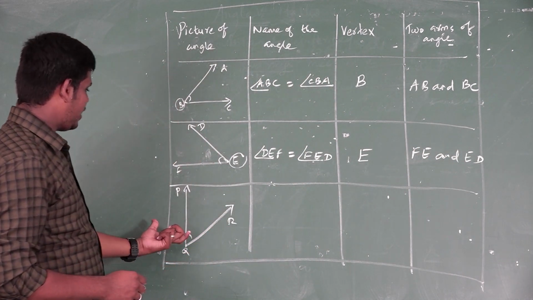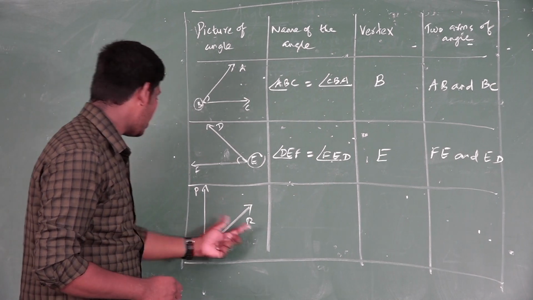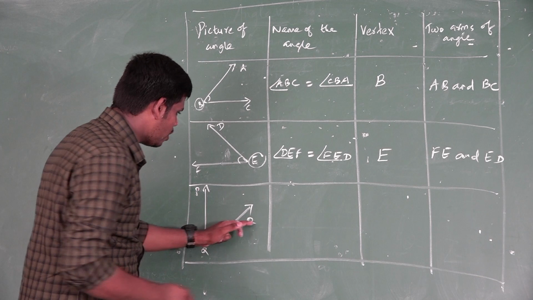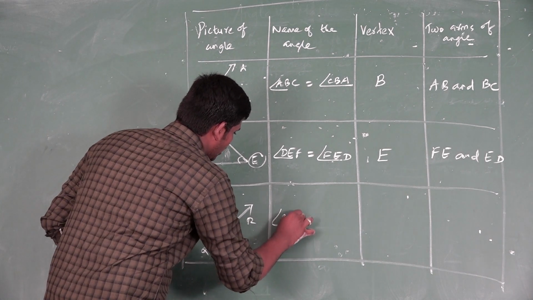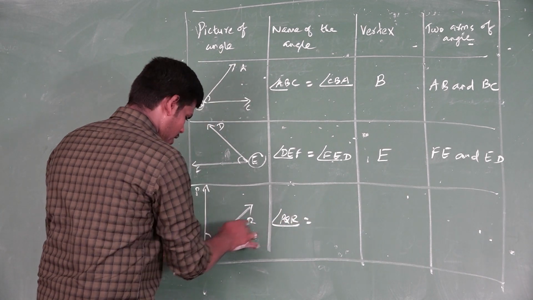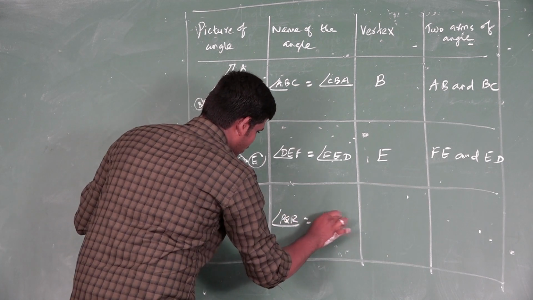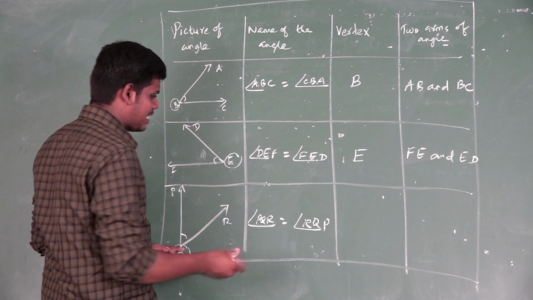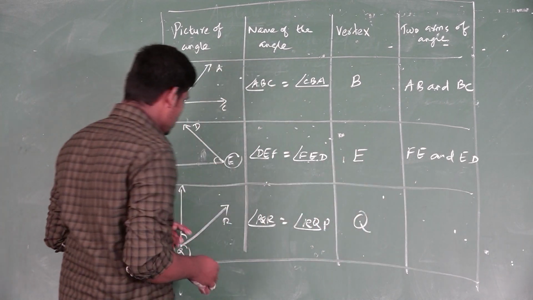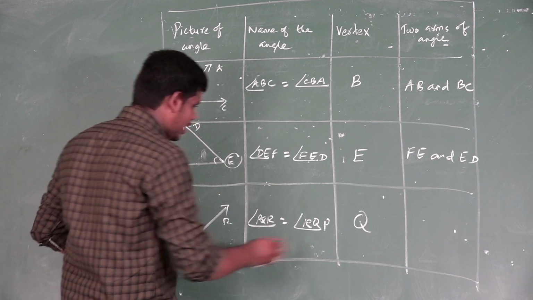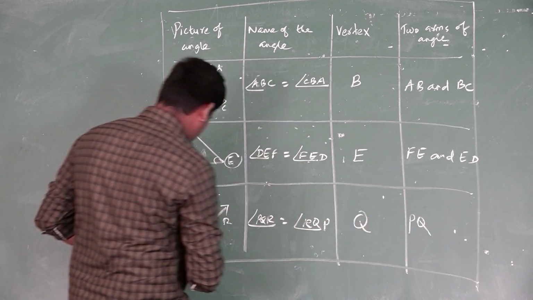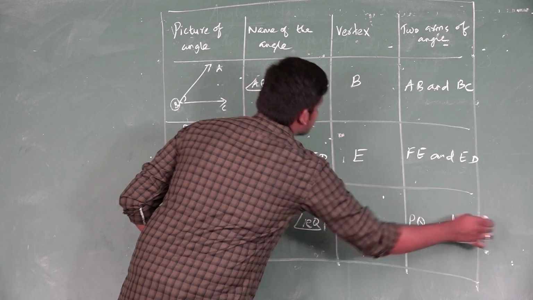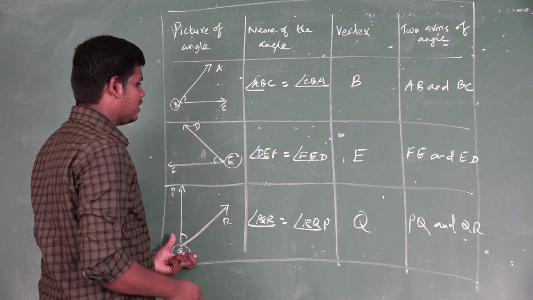And the final one, here given the angle PQR. Name of the angle: PQR, or otherwise RQP. The common point, the vertex, is called what? Point Q. So the two arms: one is PQ and another is QR. PQ and QR are the two arms of the angle.